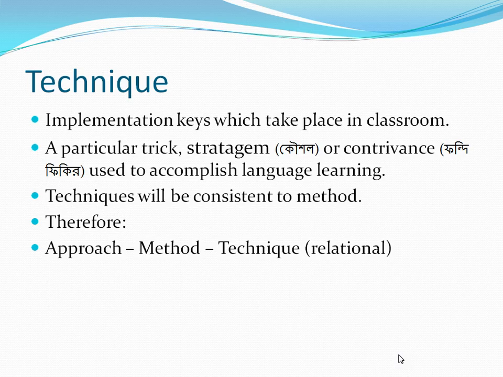Therefore, approach, method and technique, they are relational, so related to one another. Of course. So we can call it over-relational, isn't it? So, hopefully you have understood. So, approach is theory or assumption. It is axiomatic, that means it is true to all. Method is the series of presentation of the materials, and technique is the presentation of that material in the classroom, or the implementation keys. Keys means not K-I-S-S. K pronunciation is same.